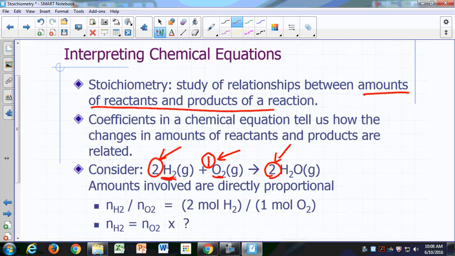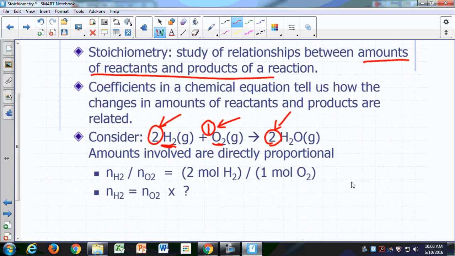Okay, so that's how you would interpret these coefficients. These are the mole to mole to mole ratio of reactants and products involved in a reaction. So in other words, if you know by how much one of these reactants or products has changed in terms of moles, you can figure out the changes in the others. Okay, the amounts involved in the reaction are directly proportional.